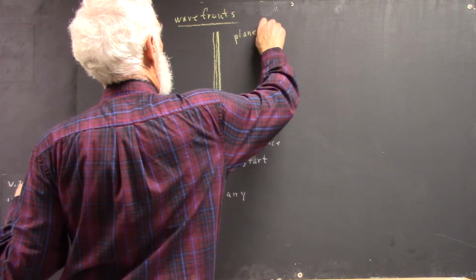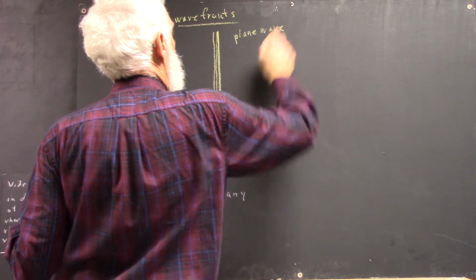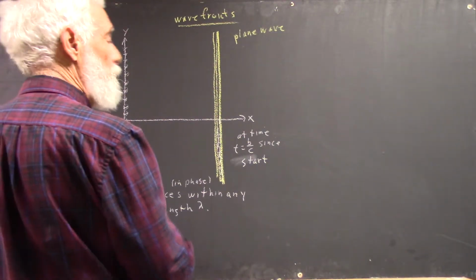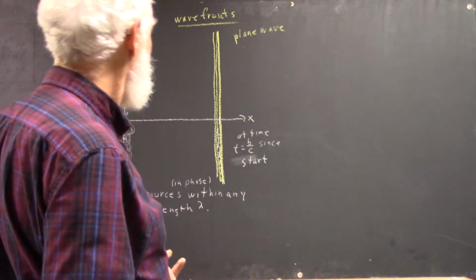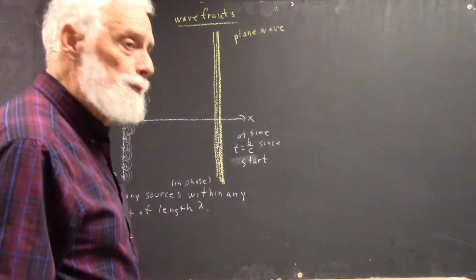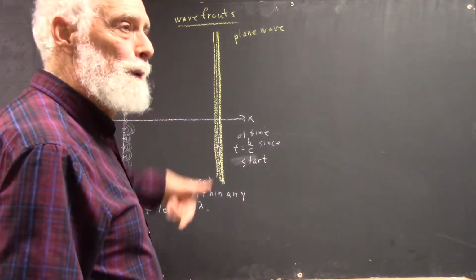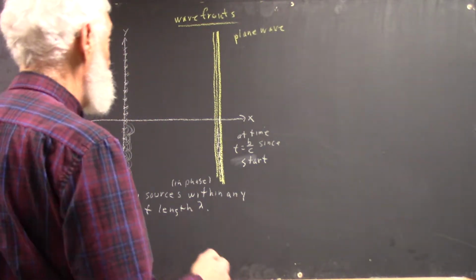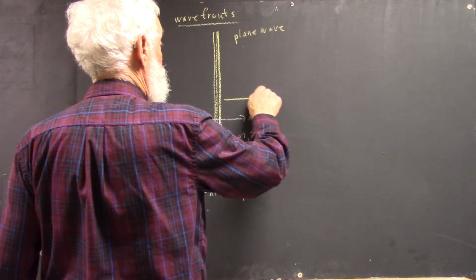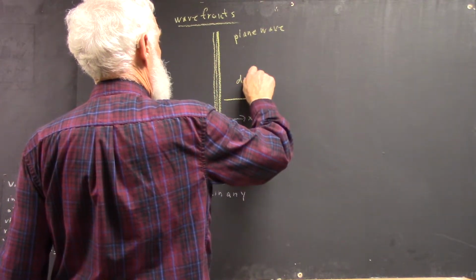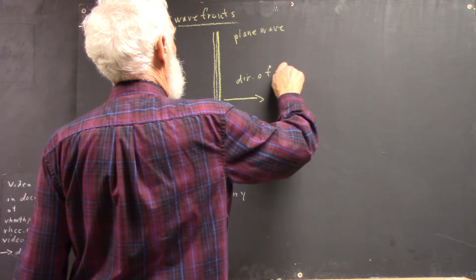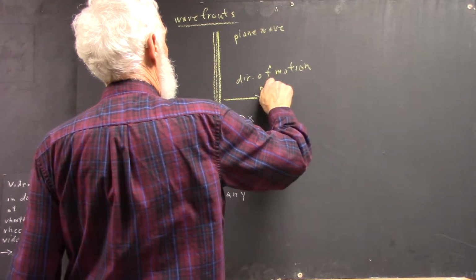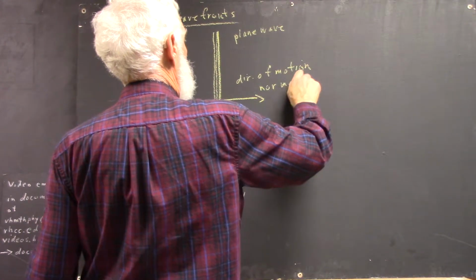Like plane, like you fly a plane. Space plane. And what's the direction of propagation? In what direction are these planes moving? Perpendicular, right? To the plane, right? Normal to the plane. And I can use the word normal, just means perpendicular to, but we're familiar with that word from other courses.